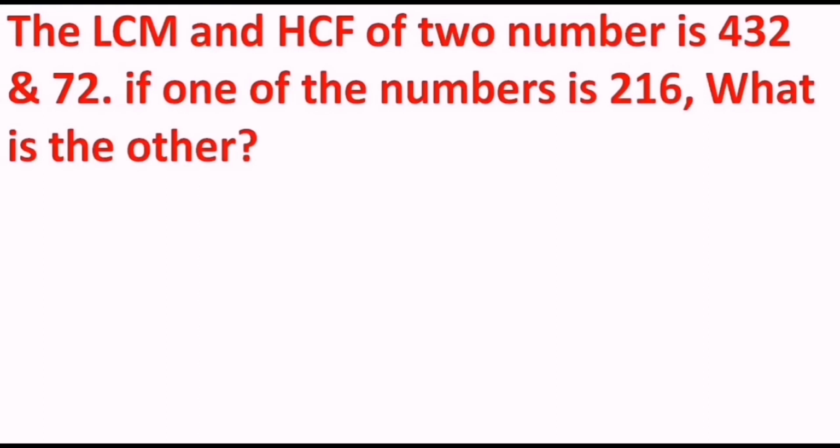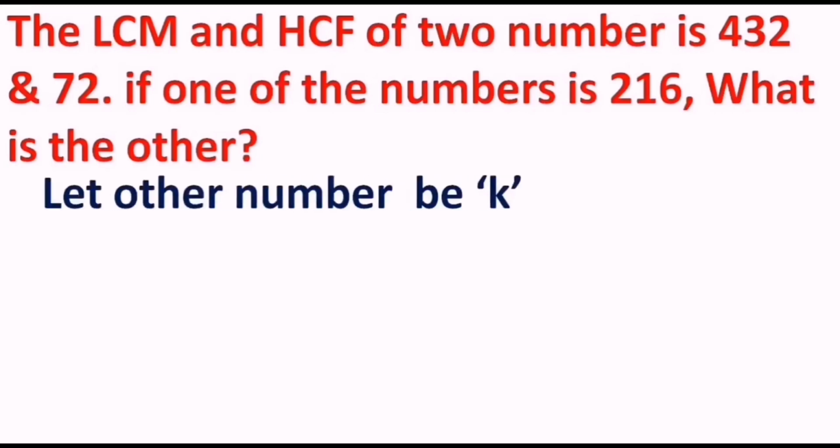Okay, here's the question on your screen. The question says the LCM and HCF of two numbers are given to us, that is 432 and 72, and I need to find the missing number. Okay, and one number is given to me, that is 216. Okay, so very first consider that second number as k.